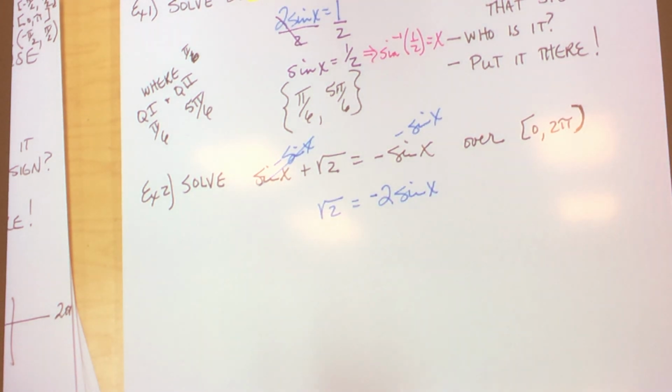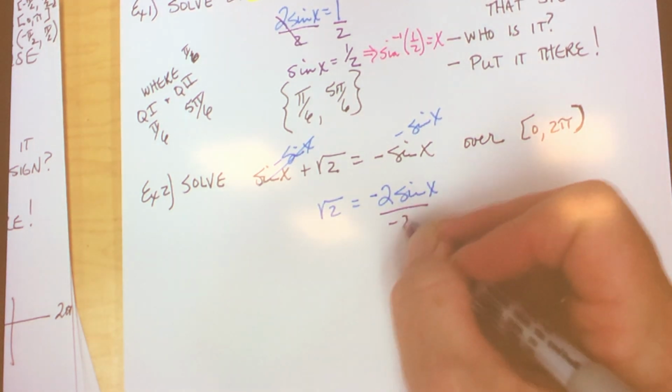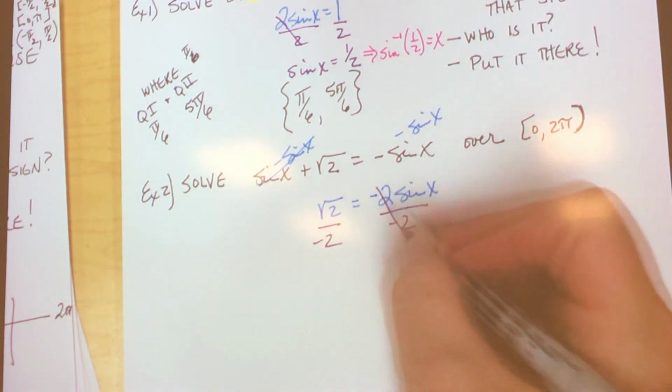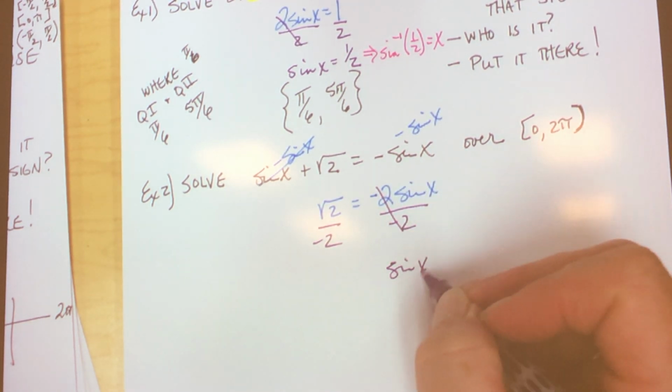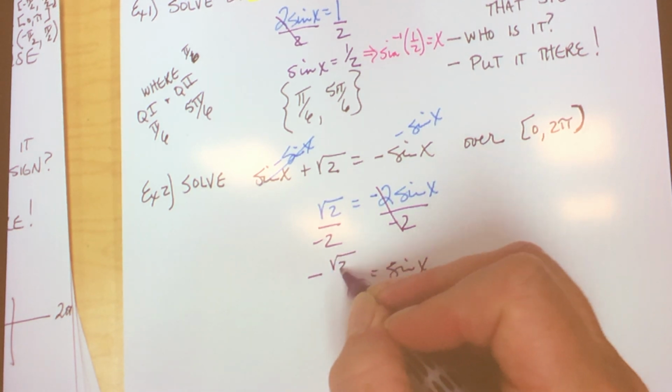Okay, so now what do I do? Divide by negative 2. So now I have sine x is equal to negative square root of 2 over 2.